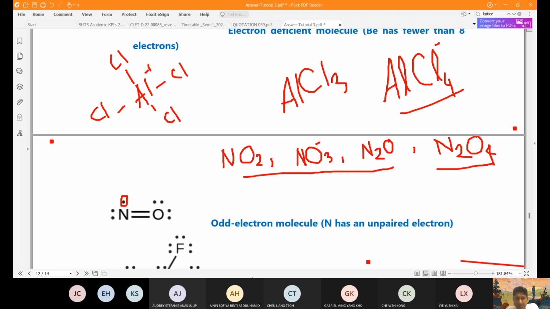Okay, my question is here: aluminium and 4 chlorine atoms are attached to aluminium, right?